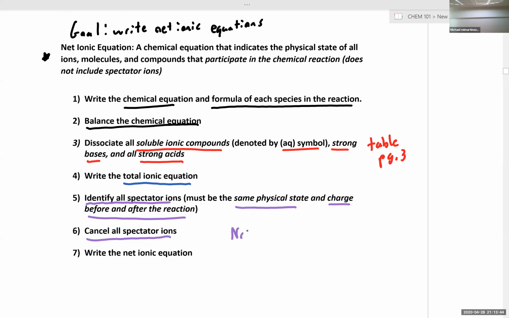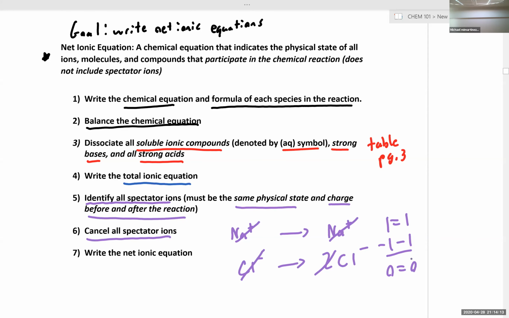For example, if you have a sodium plus on the left-hand side and a sodium plus on the right-hand side, you're just going to cross them out. Note, if you have one chloride on the left and two chlorides on the right, you're only going to cancel one chloride. Does this idea make sense? Just like mathematically, 1 is equal to 1, you can subtract and easily say 0 is equal to 0. You can only cancel ions that are present on each side, and you only cancel the amount that's present on each side.